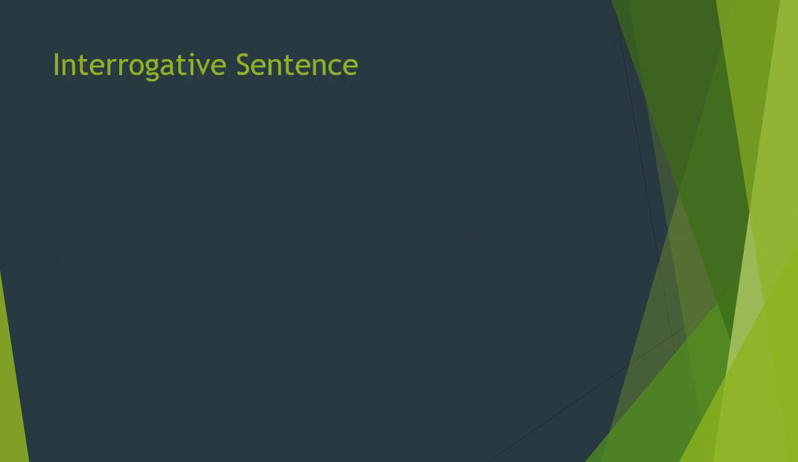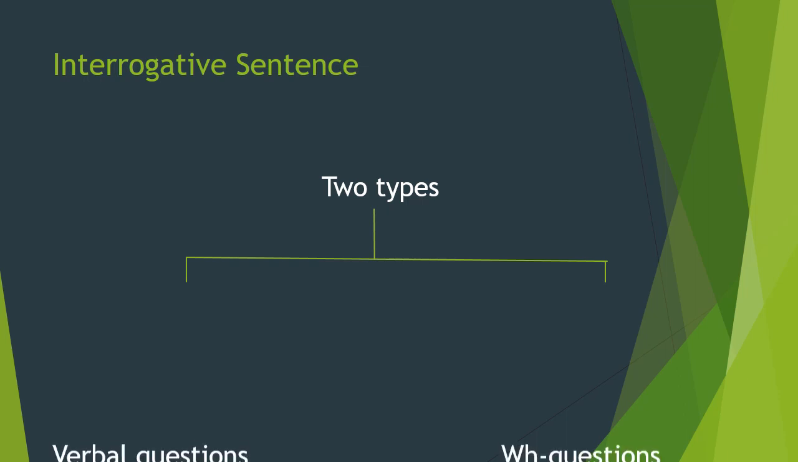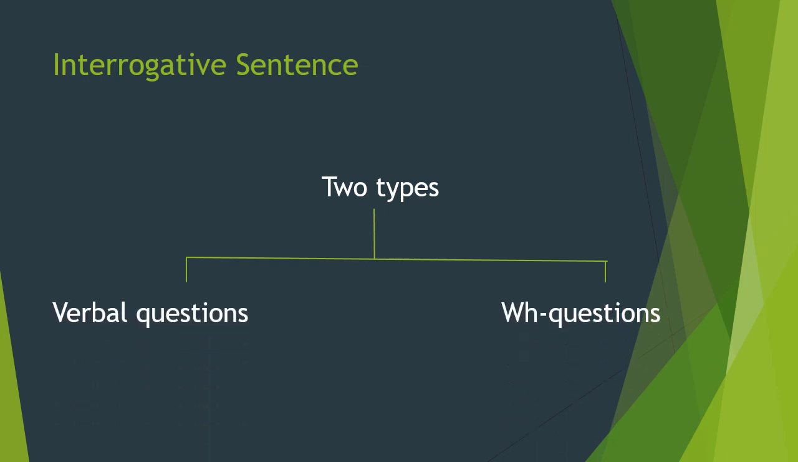Now let us learn interrogative sentence, how to change interrogative active voice to passive voice. Interrogative sentence are two types. Okay. One is verbal question and the second one is WH questions. What is a verbal question now? Verbal questions are otherwise called as yes or no questions.